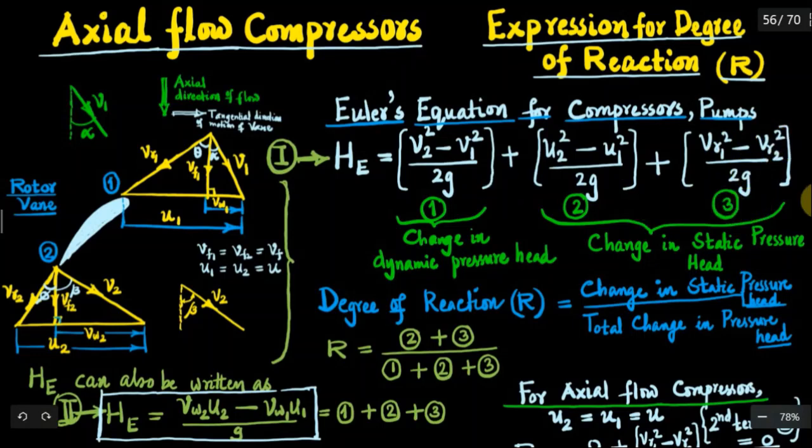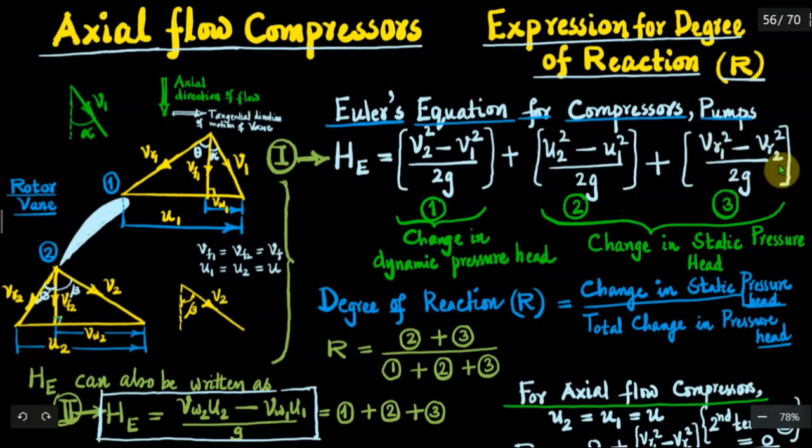There are three terms in that. The first term, (V2 square minus V1 square) by 2g, represents the change in dynamic pressure head of the fluid, whereas the second term, (U2 square minus U1 square) by 2g, represents the change in centrifugal pressure head, and the third term represents the change in relative velocity head.